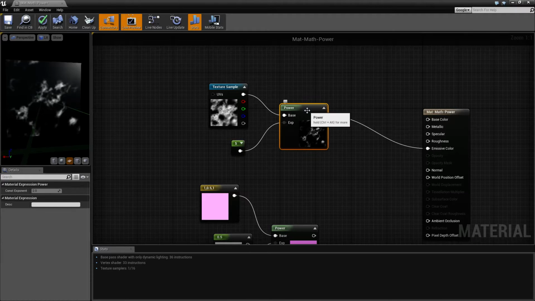So that is what our power node is. It's a math expression that raises your base value by the power of the exponent.